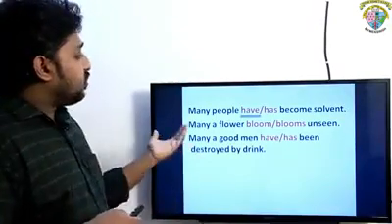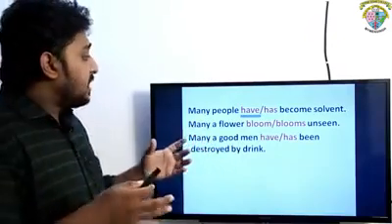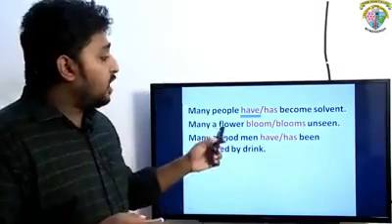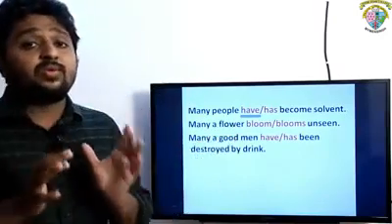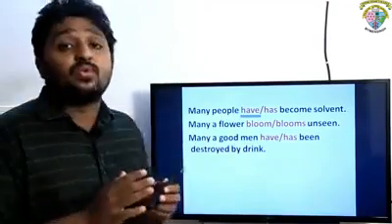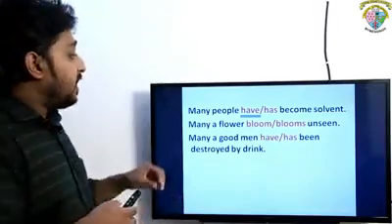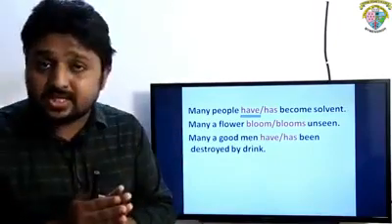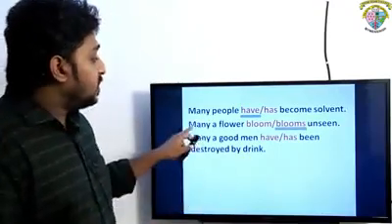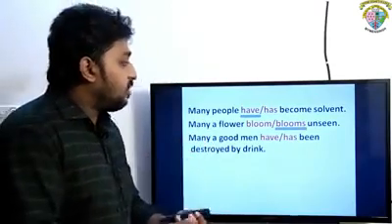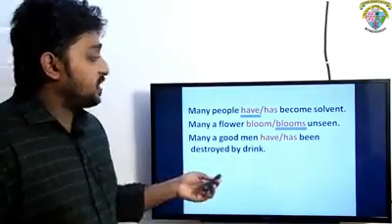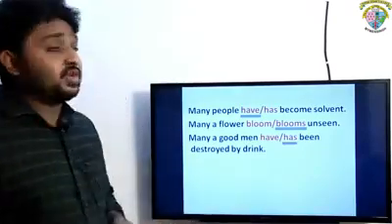In the next two lines we may find some problems. Here we can see many a. When we use many, definitely we have to use a plural verb. But when we see many a in a sentence, we have to use a singular verb. Once again I want to repeat. If we see many a in a sentence before the subject, then we have to use a singular verb. So the correct answer should be many a flower blooms unseen. Many a good man have or has been destroyed. So the correct answer should be has been destroyed by drink.